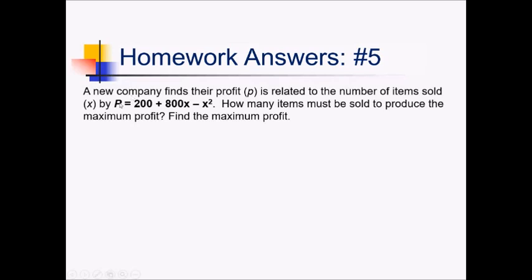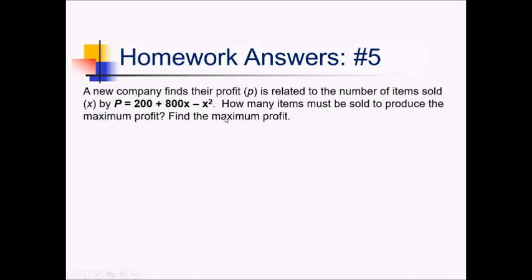On this problem, a new company finds their profit is related to the number of items sold by this P function here. We want to know how many items must be sold to produce the maximum profit. So I'm not sure why you wouldn't just sell as many as you could. I don't know, maybe the government charges you more money if you sell too many. I don't know. Anyway, let's use this function and find the maximum profit of this function.